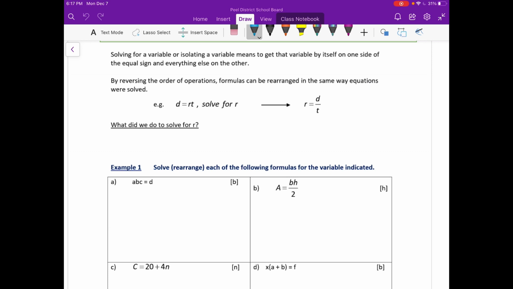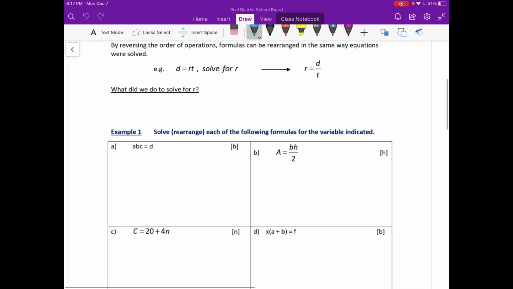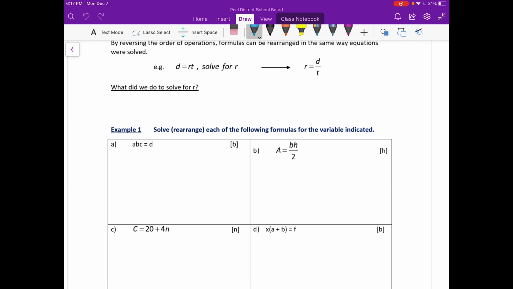Solving for a variable, or isolating for a variable, means that you get the variable by itself on one side of the equal sign while everything else is on the other side. It's very similar to what we were doing with isolating for one variable, right? We were putting all the x's on one side and all the numbers on the other. You're basically trying to do the same thing now, but with multiple variables. By reversing the order of operations, formulas can be rearranged in the same way equations are solved. If you're given something like d equals rt, you can solve for r by saying r is equal to d over t. And we'll go over how to do that.